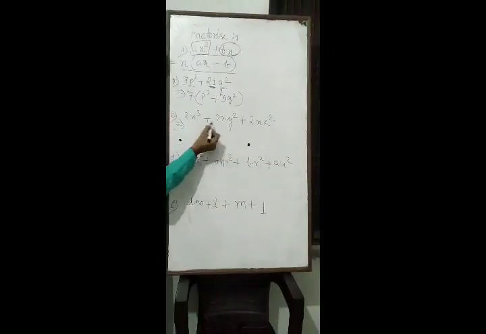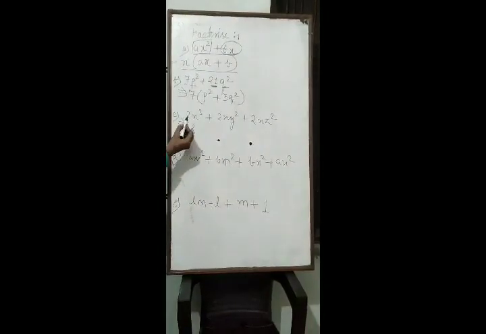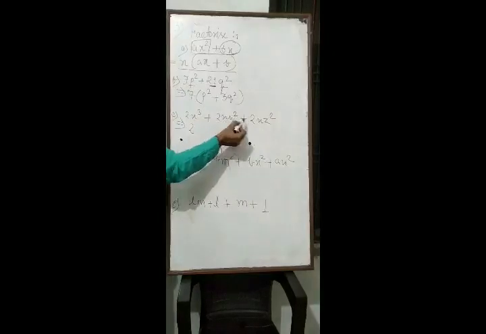Let's see the next question. In each term you can see 2 is common. So we will take 2 as a common. From the next values you can see here x is here, x is here, x is here.